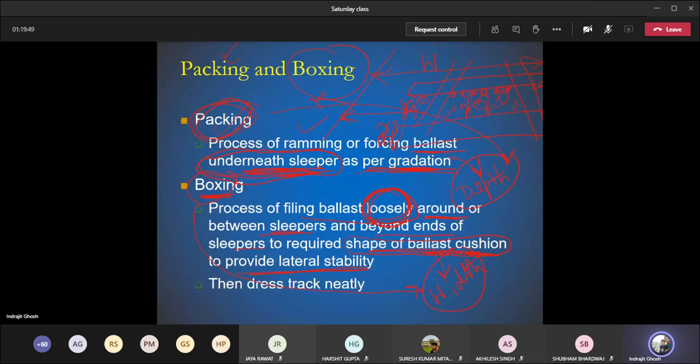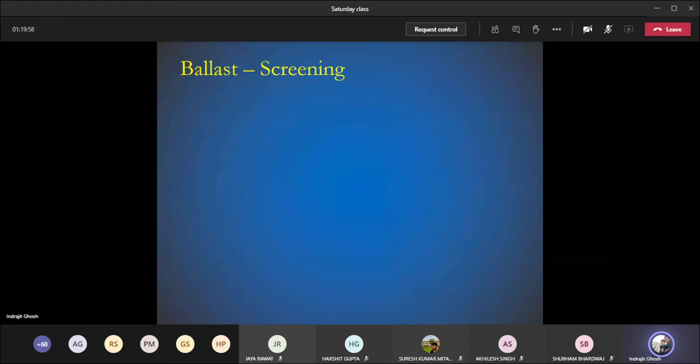Then dress the track neatly, meaning it should not look like you just threw the stones and left. So you have to do the dressing so that it looks nice. Then the last one is related to the screening.